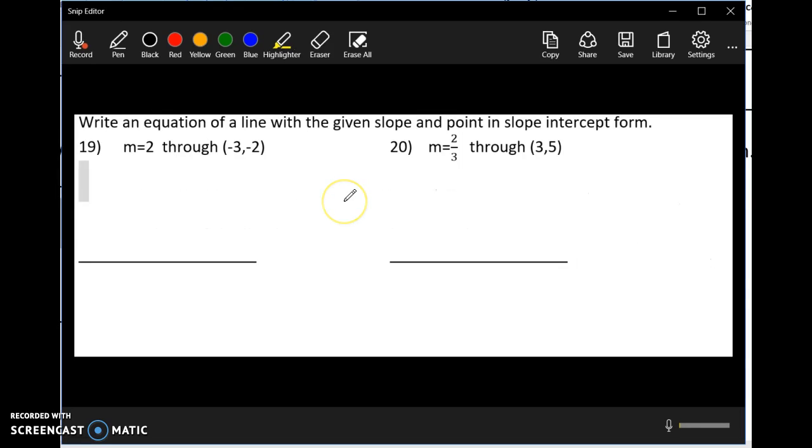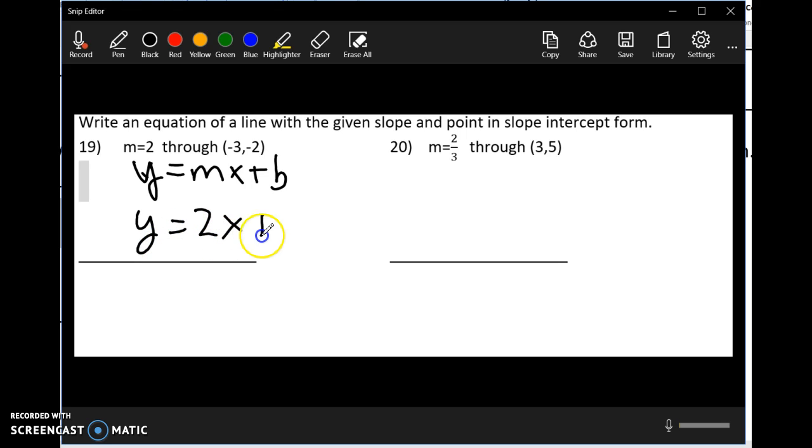Let's try another. Okay, so let's try the problems where we have to write a line equation given some things. Well, the first thing you should know is a line equation is y equals mx plus b. So then knowing that, I know what m is. They told me what it is. It's 2. So we now have that y equals 2x plus b. Well then, I know what x and what y is because they gave us those, negative 3 and negative 2.